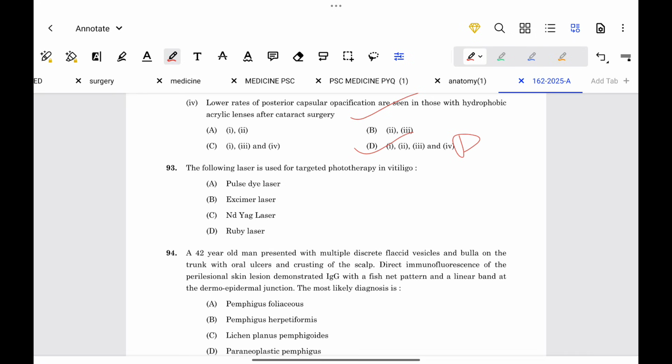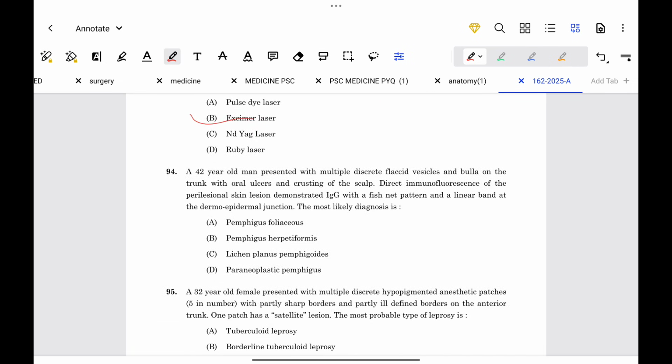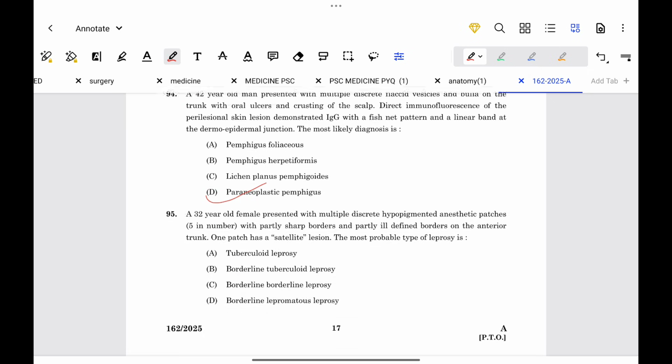Which laser is used for targeted phototherapy in vitiligo? Excimer laser. A 42-year-old man presented with multiple discrete flaccid vesicles and bullae on the trunk with oral ulcers and crusting of the scalp. Direct immunofluorescence of the perilesional skin demonstrated IgG with a fishnet pattern and a linear banded dermoepidermal junction. The most likely diagnosis is paraneoplastic pemphigus.